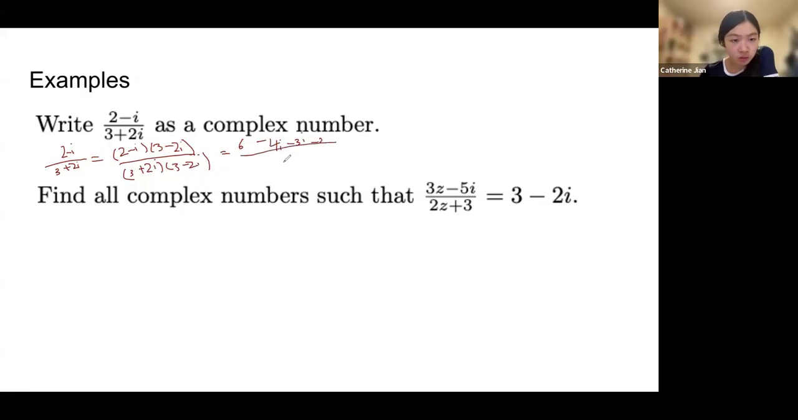And then the denominator is 9 plus 4. So then this is just equal to 4 minus 7i over 13. So we can write this as this. Okay. So this is how you can divide two complex numbers. You multiply by the conjugate of the denominator, and that'll make the denominator real, and that'll make simplification much easier. Okay, so does anyone have any questions?